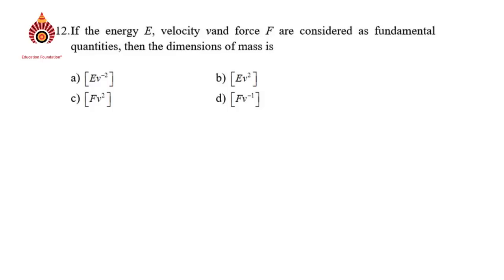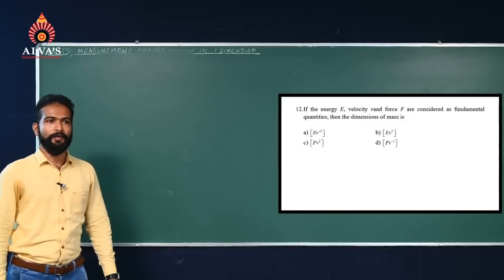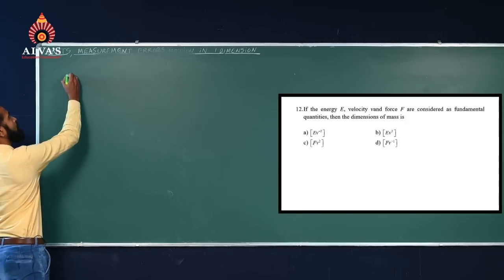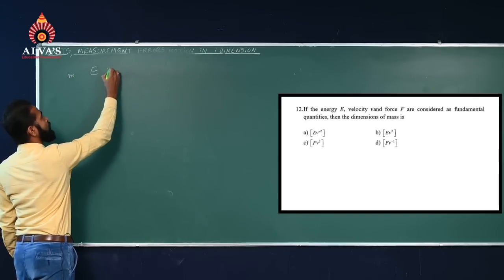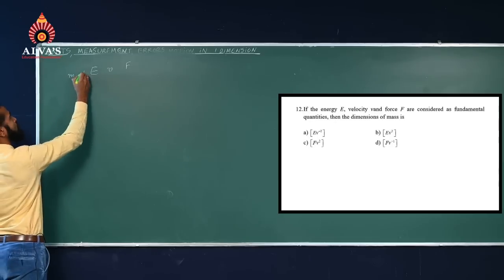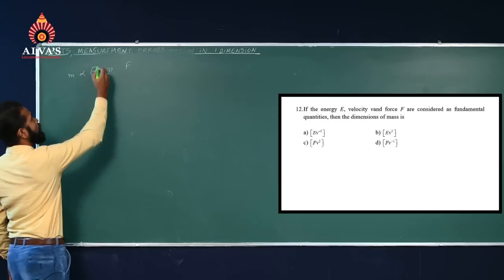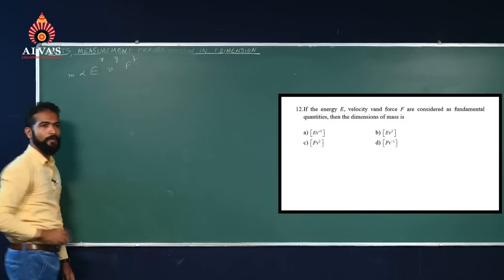Moving on to the next question. If the energy E, velocity V and force F are considered as fundamental quantities, then the dimensions of mass is. So instead of M, L and T, the fundamental quantities are given as E, V and F. So we have to represent mass in terms of E, V and F. Using the method of dimensions, let us take mass as proportional to E to the power X, V to the power Y and F to the power Z.